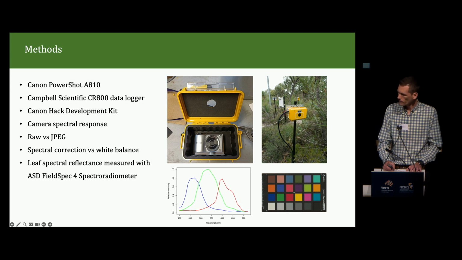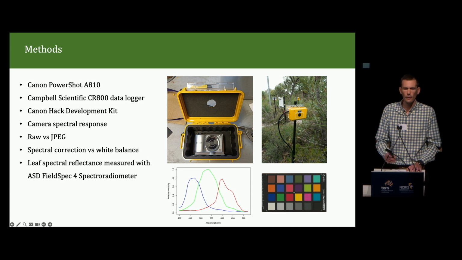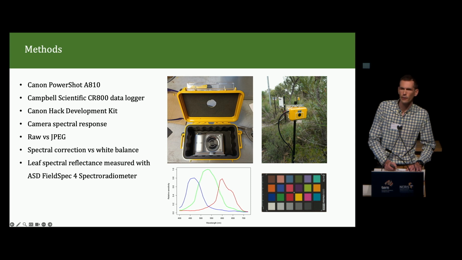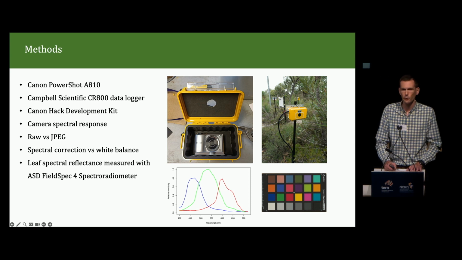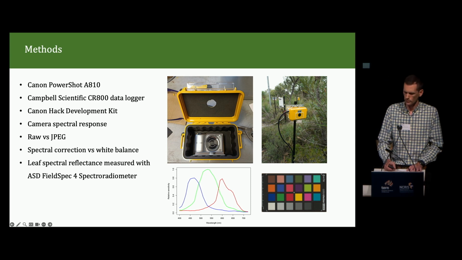So in terms of raw versus JPEG, a JPEG is a photo saved off a camera, and it is the finished product, so everything is baked in. So the white balance, noise reduction, lens distortion, a gamma curve. It's basically what you see is what you get. A raw is basically straight off the sensor, so it's linear sensor data, and it needs to be processed, and it is much more flexible. And then for my ground truth measurements, I used an ASD Field Spec 4 spectroradiometer.